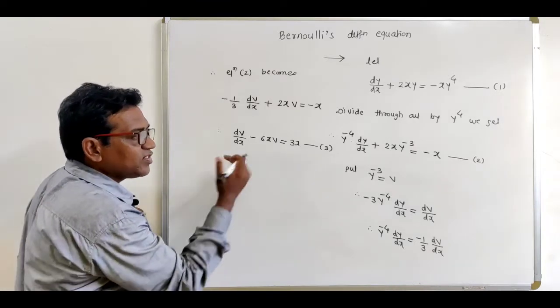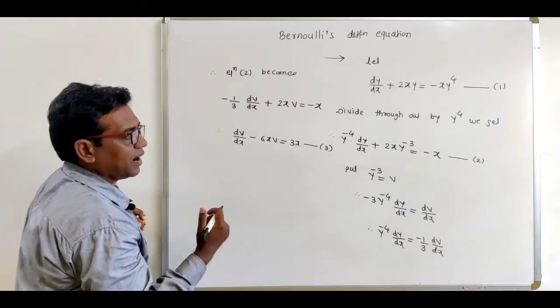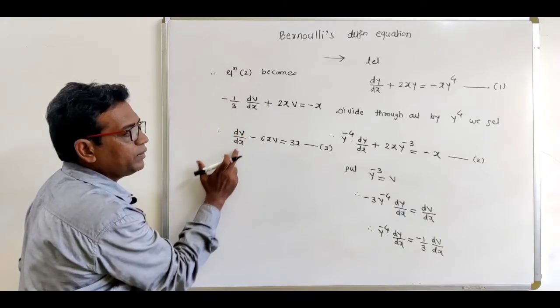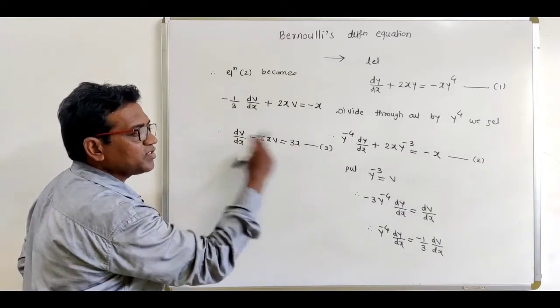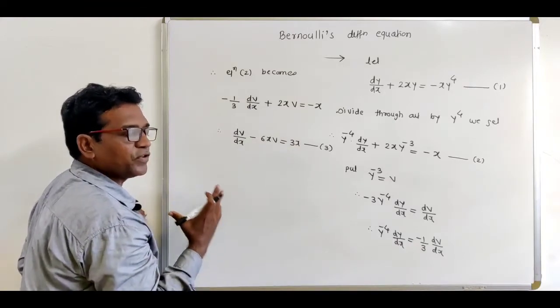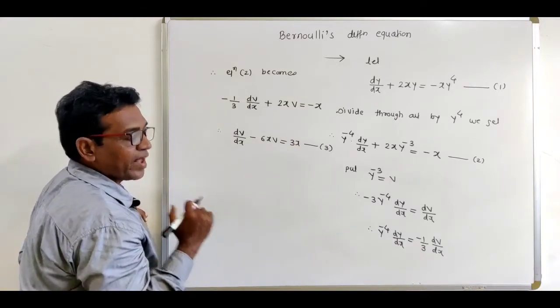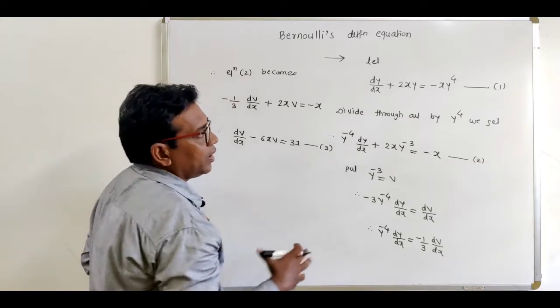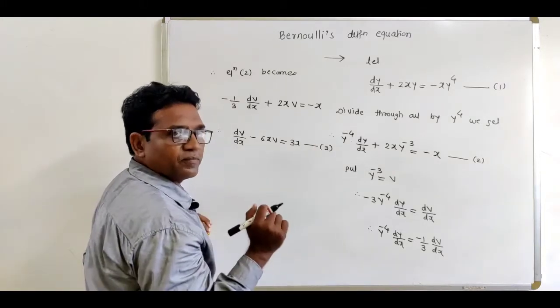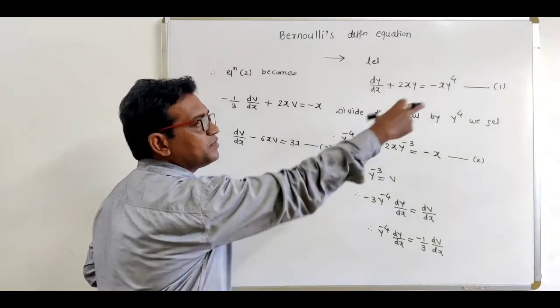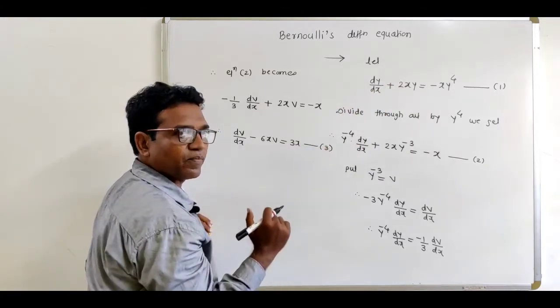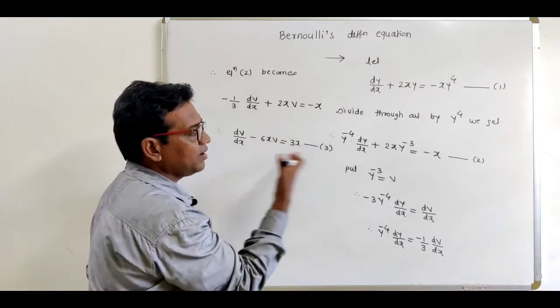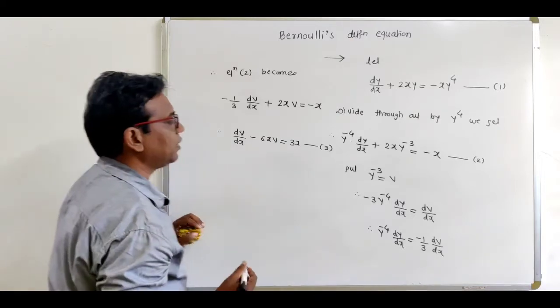Obviously this is a linear differential equation, and what is the type? dv by dx plus p into v is equal to q. So this is now called a linear differential equation. In this method, what we have done is convert this Bernoulli's differential equation into a linear differential equation. So we can solve this linear differential equation by our usual method.